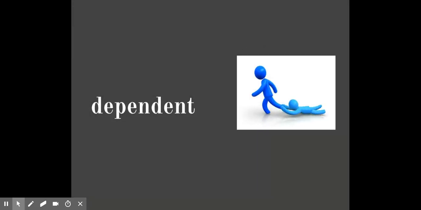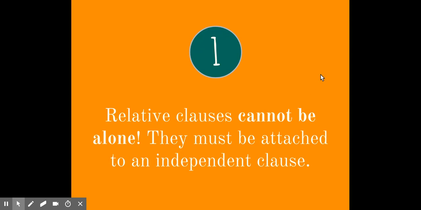Okay. Just like adverb clauses, relative clauses are dependent. That means that they cannot be alone. They must be attached to an independent clause.